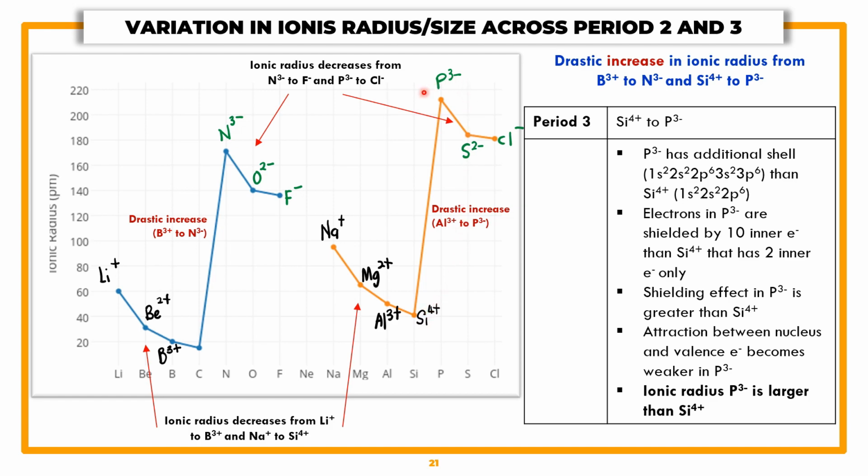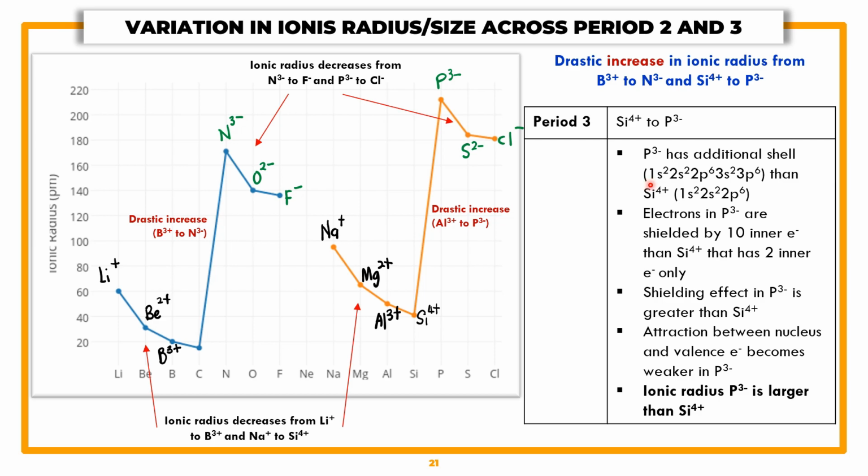And at the same area, in period 3 juga, kita akan fokus perubahan of ionic size between silicon 4+ and phosphorus 3-. So you can see a huge ataupun drastic increase between these two here. Kenapa ini boleh terjadi? So definitely reason dia sama juga macam period 2 just now. So phosphorus 3- has additional shell.